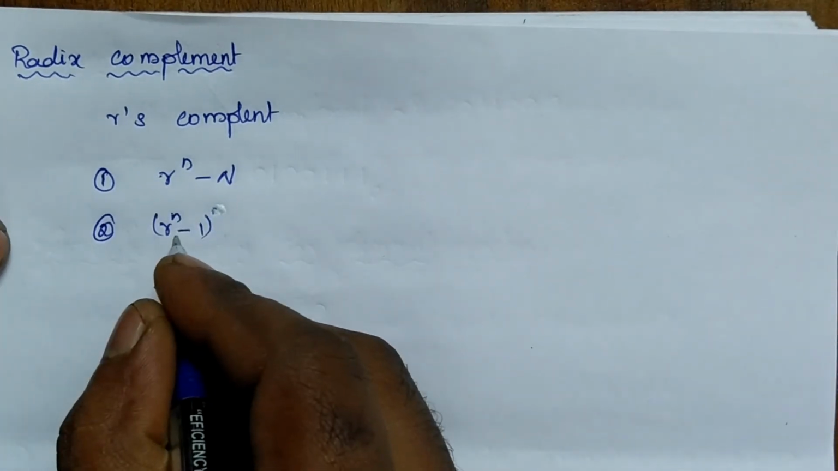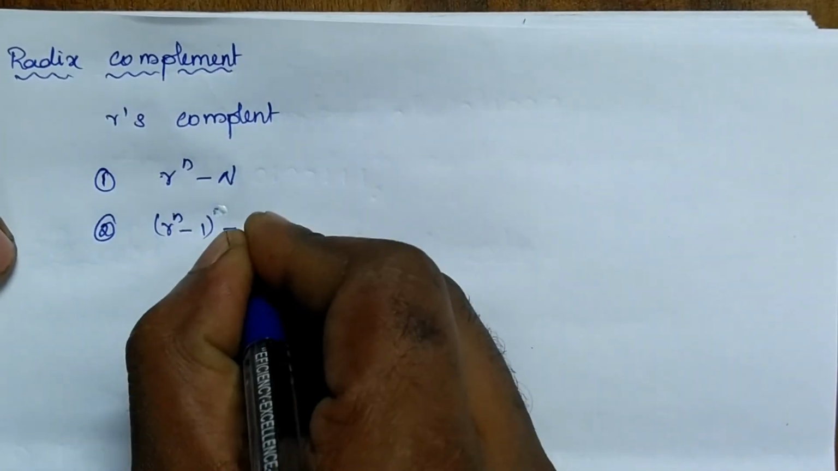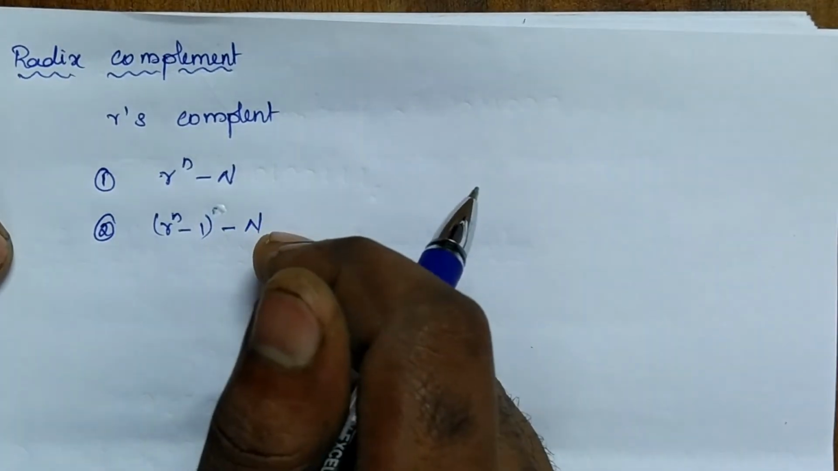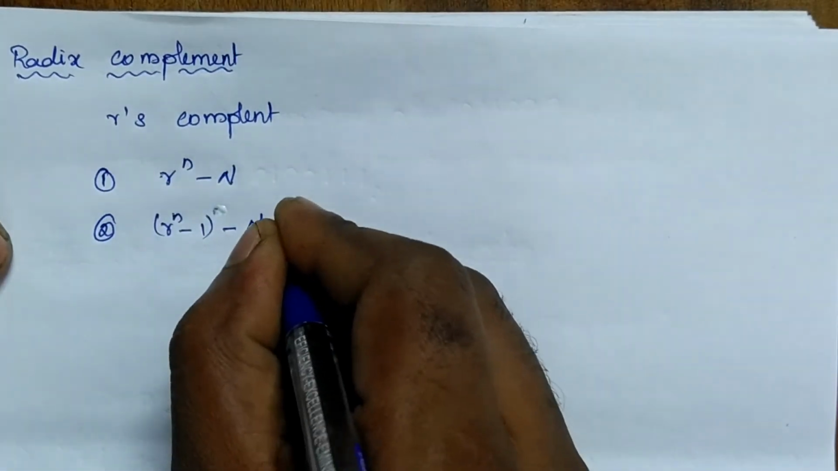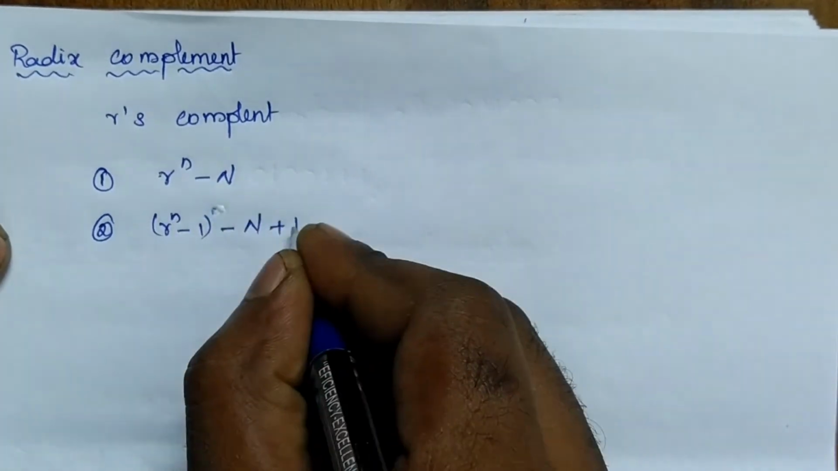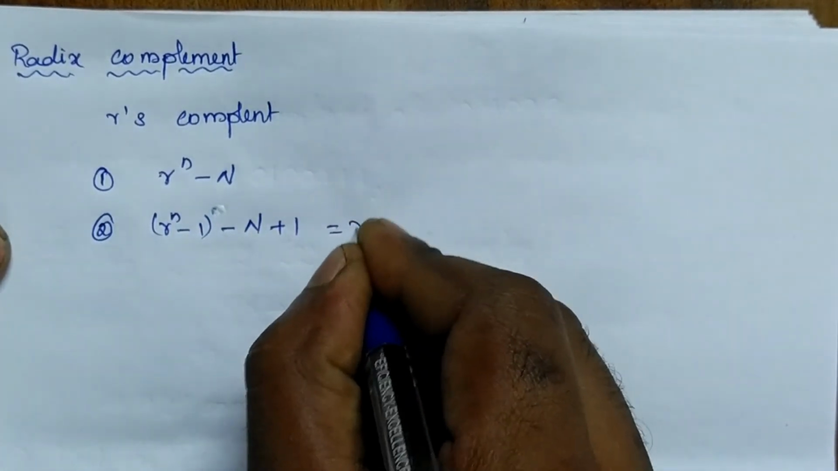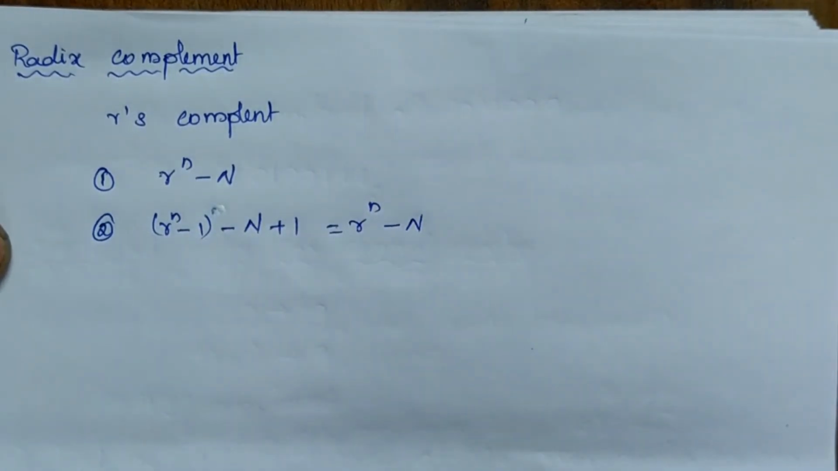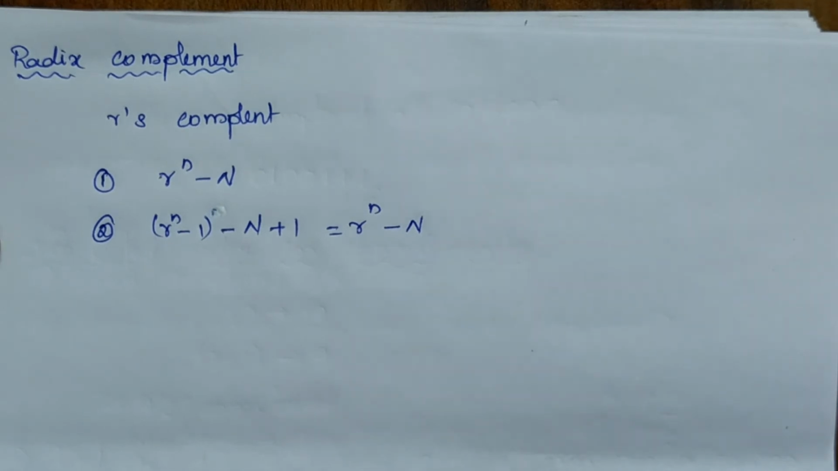r power n minus 1 minus N, this is nothing but the diminished radix. By adding 1 we can make it a radix complement. So if we expand the expression, we will get the same as r power n minus N, since the plus 1 and minus 1 get cancelled. But we can find the diminished radix easily. So it is better to go for the diminished radix first. Then by adding 1, we can convert it into the radix complement.